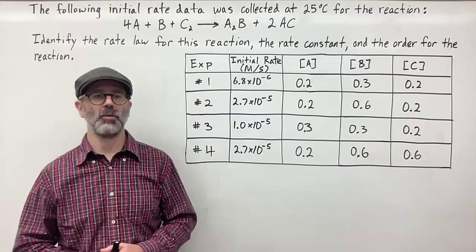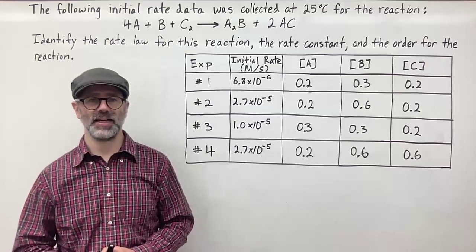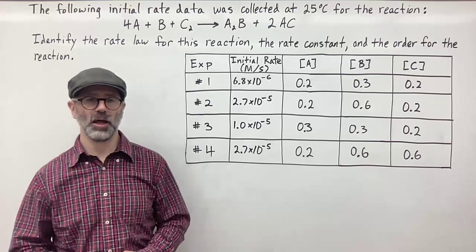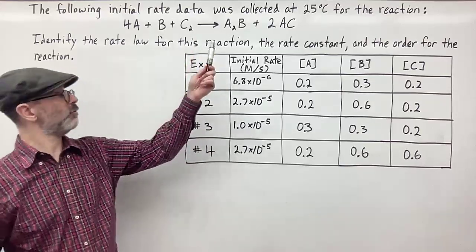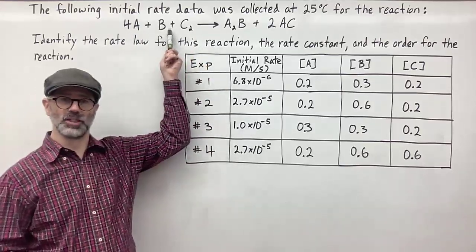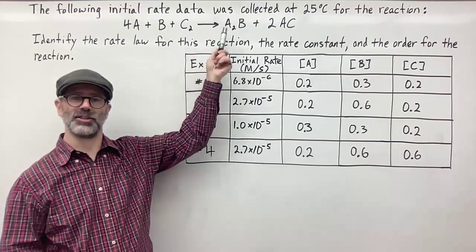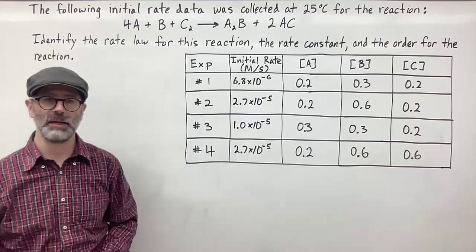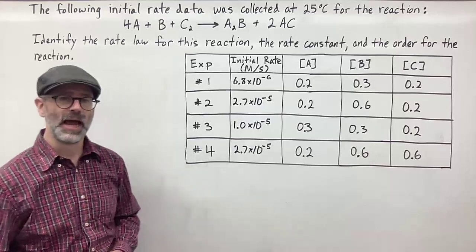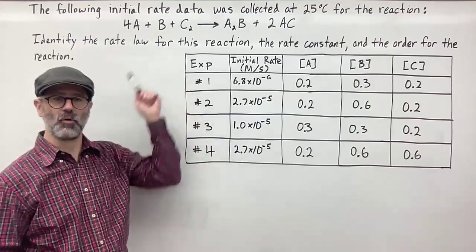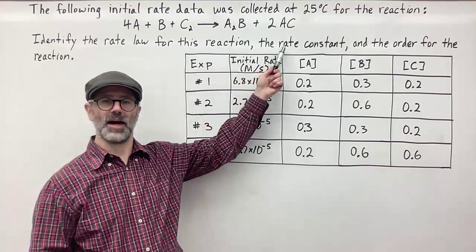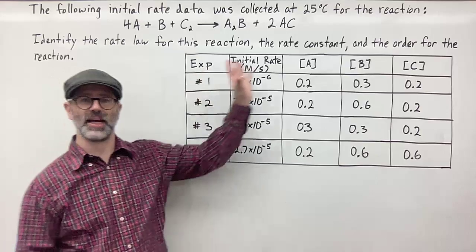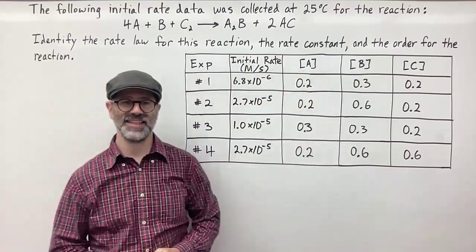So in this problem we have the following initial rate data, and it was collected at 25 degrees Celsius for the following reaction. We have 4A plus B plus C2 gives us A2B plus 2AC. So we have this generic equation here with A, B, and C as our reactants. And we're asked to identify the rate law for this reaction, the rate constant, and the order of the reaction using the data we have in this table. So let's get into this.